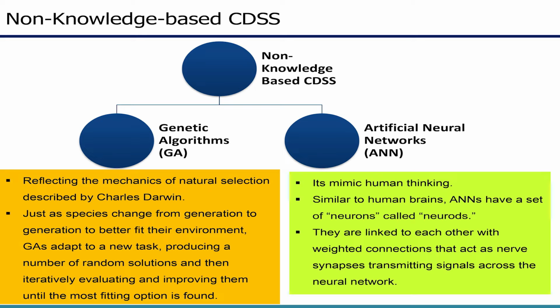So according to that, they define the artificial neural network. The neural network mimics human thinking, similar to the human brain. ANNs have a set of neurons called neurodes, and they are linked to each other with weighted connections that act as nerve synapses, transmitting signals across the neural network. So these are the two basic, important methods used in non-knowledge based CDSS systems.